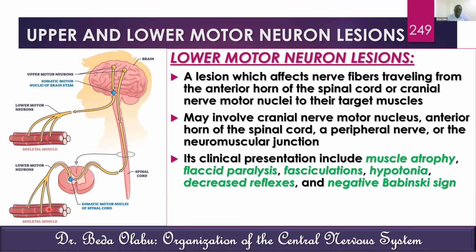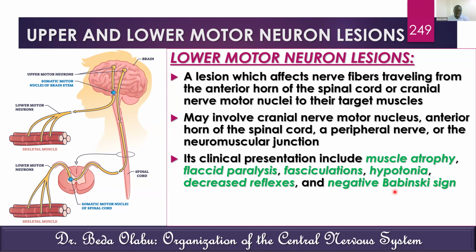Clinical presentations of lower motor neuron lesions will include things like muscle atrophy. The muscle usually atrophies, almost beginning immediately. There'll be flaccid paralysis, so the muscle is paralyzed and it's so weak, it's floppy. It manifests fasciculations, which are twitchings, especially we feel this in the tongue. Hypotonia, low muscle tone, decreased reflexes, and negative Babinski sign.